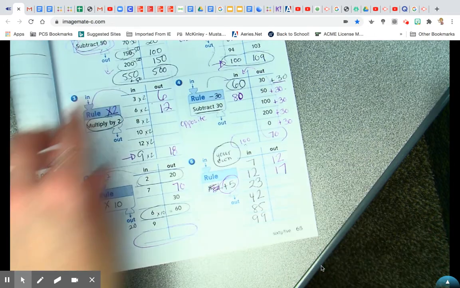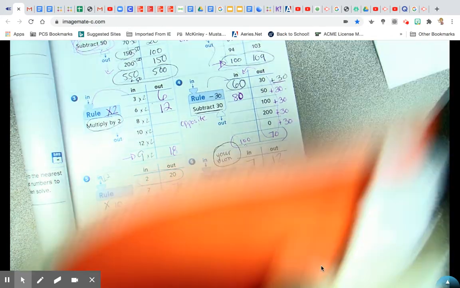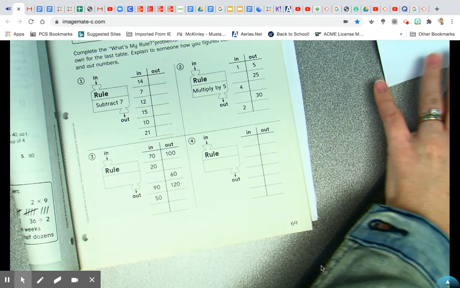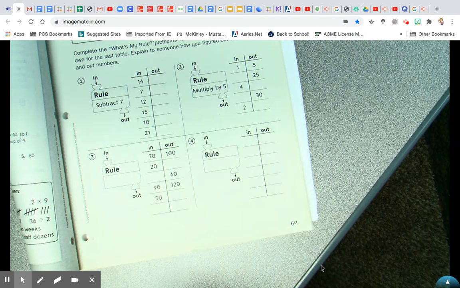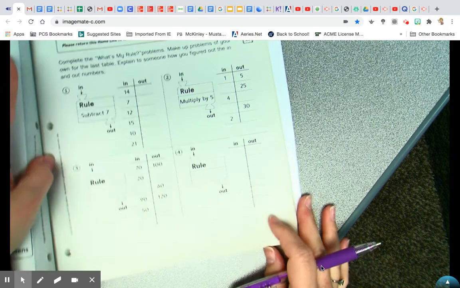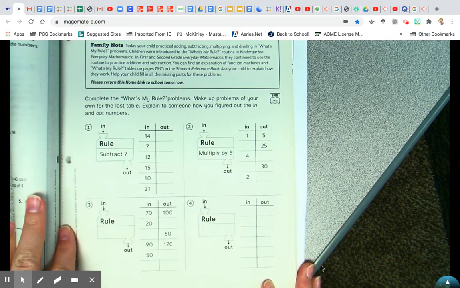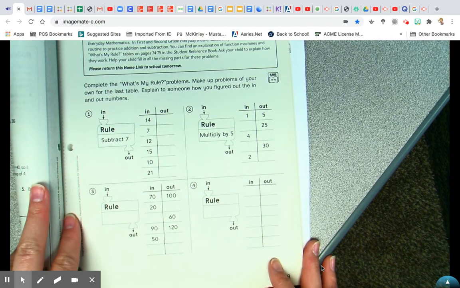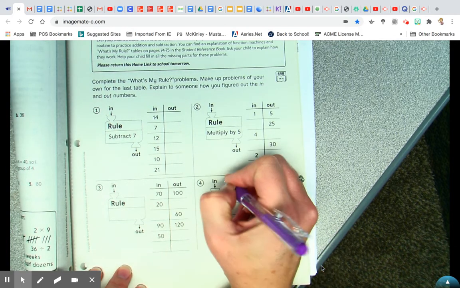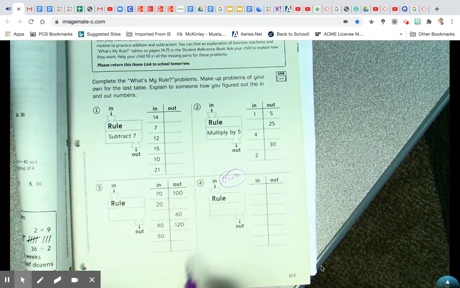Okay, I'm going to show you the home link, which is exactly what you just did. It's just practice, more practice, and then I'll talk about the monster machines, okay? All right, so here is your home link. You have 4 of them to do. This one is your own. You get to do your own right here. You could do one of the ones you're doing for your monster machine if you want to.